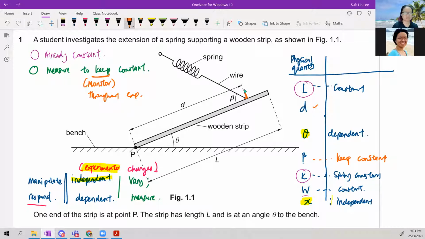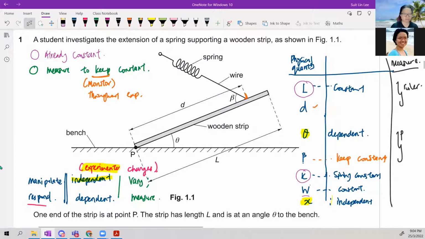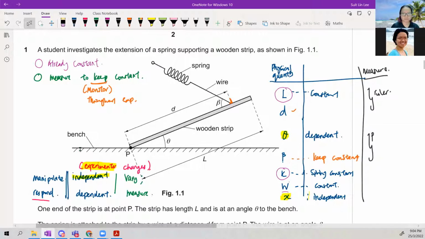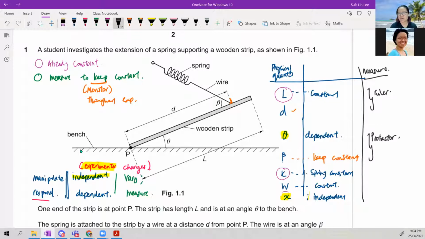Okay, I think that's it. So just make sure whenever you write these things, once you can identify them, mention how to measure them. So this one should be really straightforward because there's no high-tech instrument here. So any kind of length, we will use a ruler. Okay, theta and beta, we'll use a protractor. Ruler, protractor, and probably some stuff about measuring the spring constant.